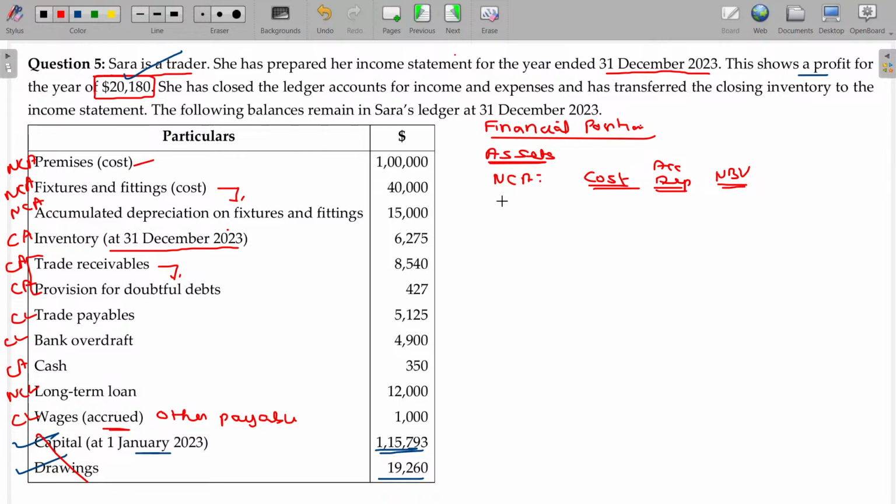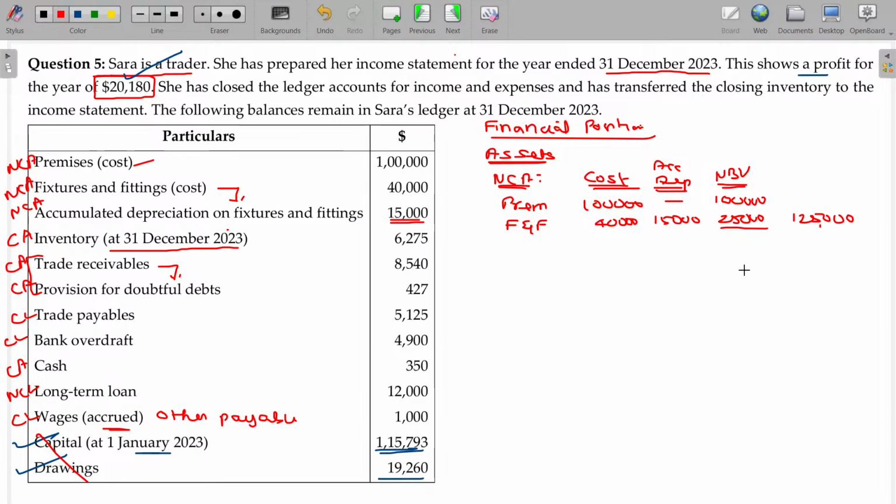Premises. First one being the premises, under that cost being 1 lakh. Fixtures and fittings 40,000 rupees. Accumulated depreciation on fixtures and fittings 15,000. Net book value 25,000. Okay. And we don't have accumulated depreciation for the premises, ultimately the value being the same. This value will be the final value, 1,25,000. Only net book value will be posted in the outer column.